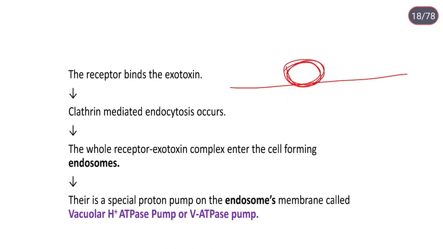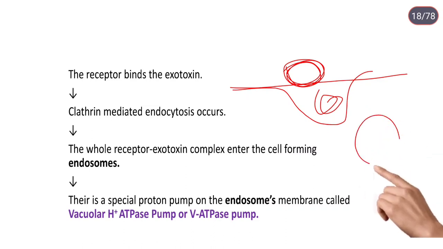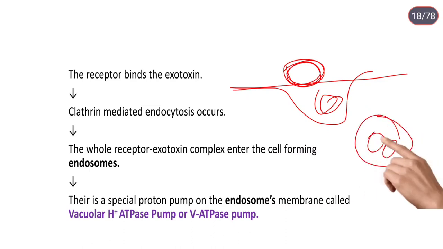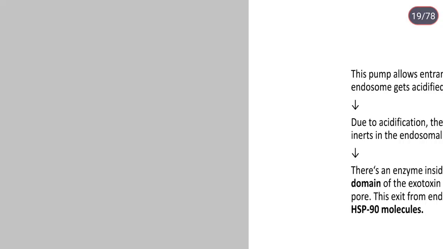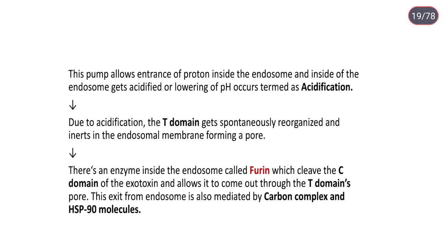When the receptor and exotoxin complex are here, clathrin mediated endocytosis of it occurs, and it actually goes into the cell and becomes an endosome with the catalytic domain and receptor exotoxin complex inside the endosome. There is a special proton pump on the wall of this endosome, termed the vacuolar proton ATPase pump or V-ATPase pump, which allows protons to enter inside the endosome.